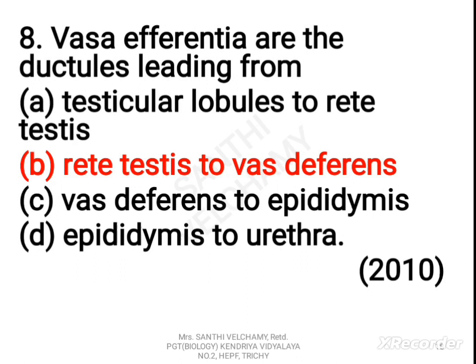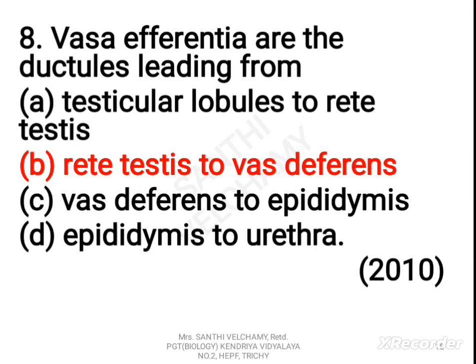The seminiferous tubules are closed at one end, but on the other side they join to form a network, the rete testis, from where the fine ciliated ductules, the vasa efferentia, arise. Cilia help in conducting the sperms. The rete testis is a network of tubules conducting sperms from the seminiferous tubules of the testis to the vasa efferentia.